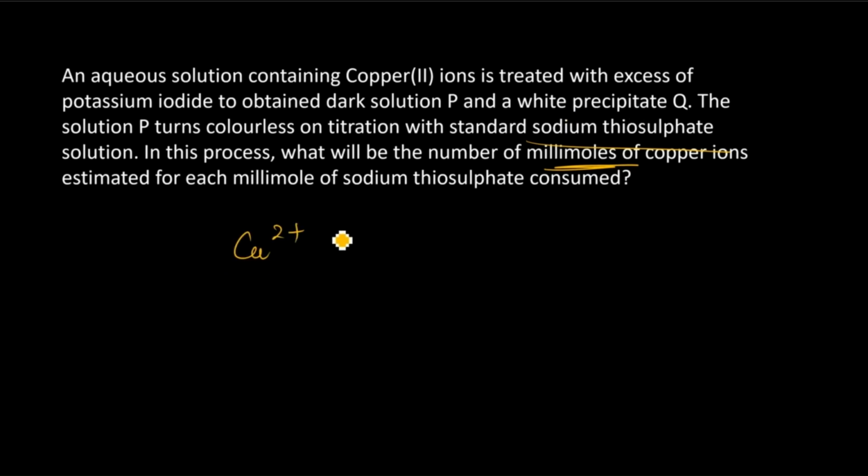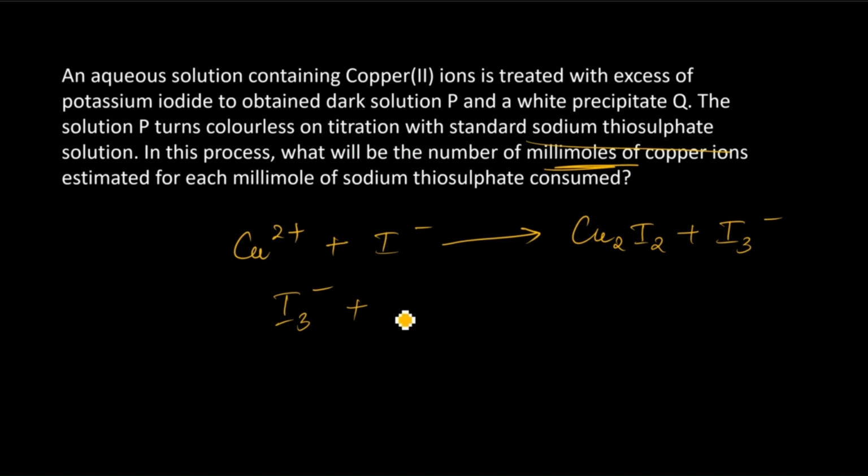So Cu2+ is treated with I minus. Potassium iodide, I am taking it as I minus, which will give you dark color solution P and a white precipitate Q. Cu2I2 and I3 minus it will form. So this I3 minus, the solution P turns colorless on titration with sodium thiosulfate. So I titrate I3 minus with S2O3 2 minus to produce I minus and S4O6 2 minus. So this is the reaction. Let me balance it.